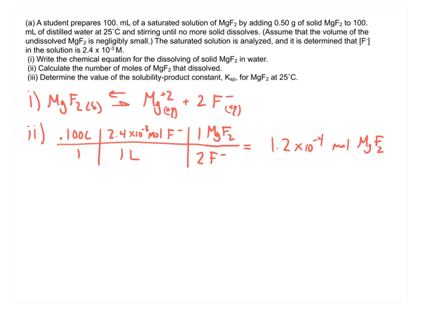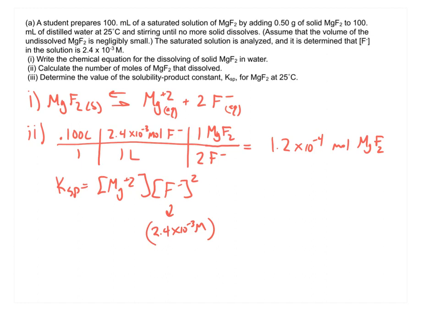Reading through number 3 now, it asks to determine the value of the KSP for MgF2 at 25 degrees Celsius. So let's write out the expression. KSP is equal to the Mg concentration times the F minus concentration, but that's squared, remember, because the stoichiometric coefficient is a 2. Now I know the F minus concentration because it's given to me up above, 2.4 times 10 to the negative third molar. But what I don't have is the Mg2 plus concentration.